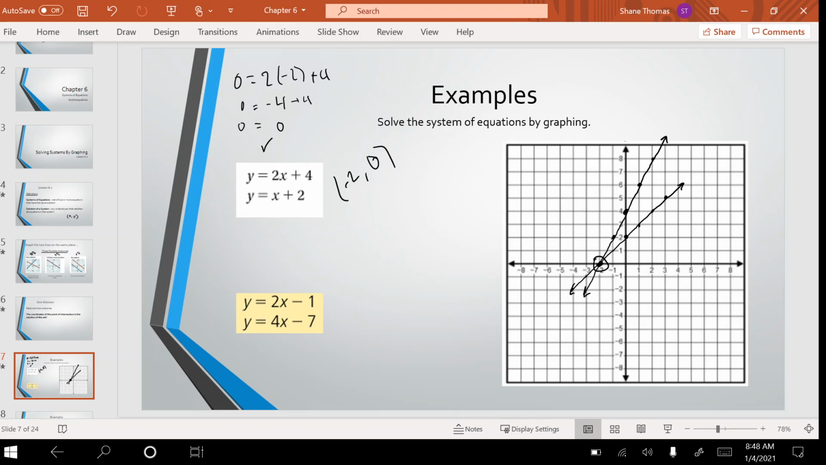Second one, y is 0, equals x, which is -2, plus 2. -2 plus 2 is going to be 0. So 0 equals 0. That one will work as well. That makes sense?